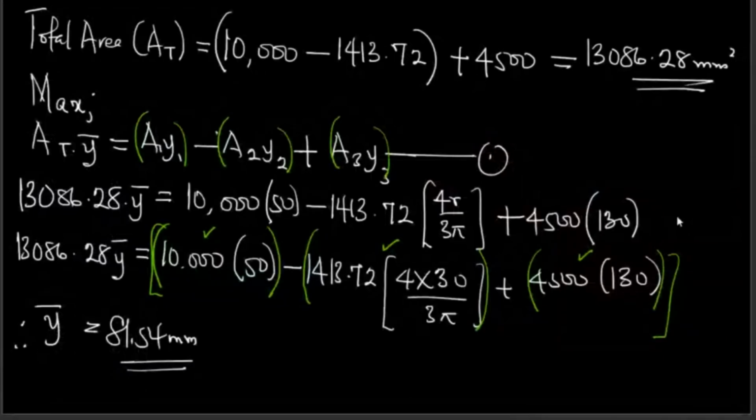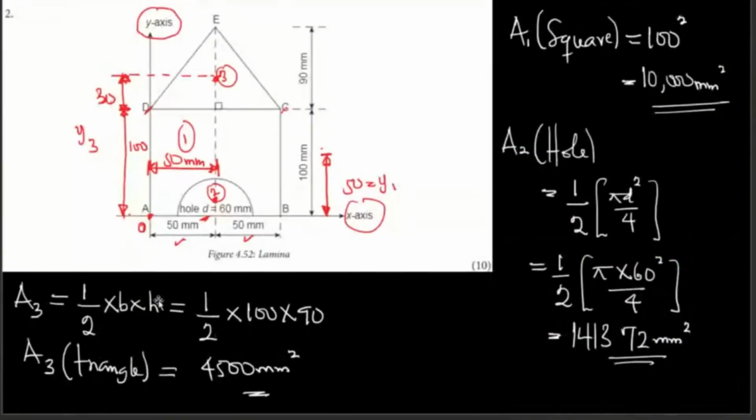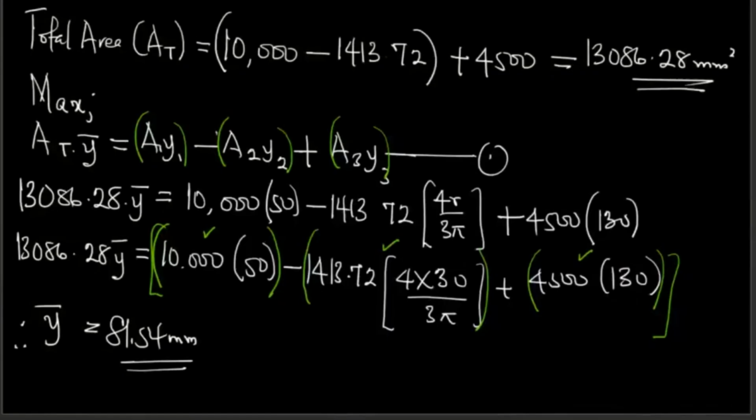If you actually calculate x by following this formula, you will get 50. Moment of area about y: if you use A1 x1 plus minus A2 x2 plus A3 x3, you will get 50. You can try it. This is the coordinate of the centroid.